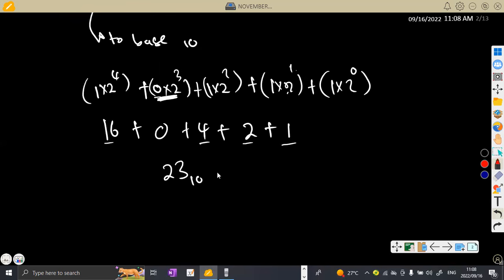So it's now easier for us to convert this number to base of what? To base 5. Remember, you're supposed to convert this to base 5.